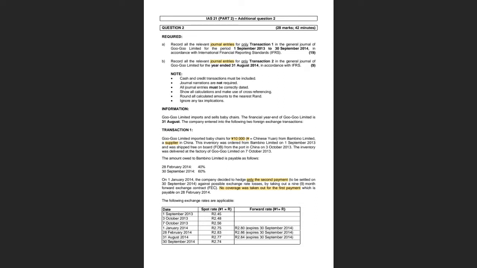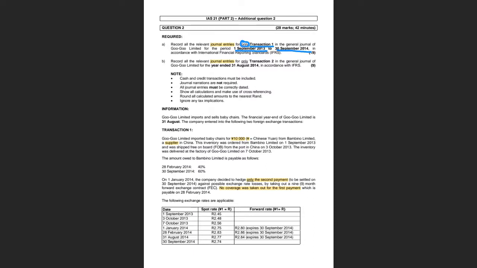That's why you'll find that in all of your questions, I'll always put that in bold. You can see there it says transaction 1 in bold. I'll also always have an only in front so that you know not to look at the other transactions. So it says for only transaction 1 in the General Journal of Google Limited for the period 1 September 2013 to 30 September 2014 in accordance with IFRS. That's required A. Now let's just deal with transaction 1. We'll come back to required B and transaction 2.